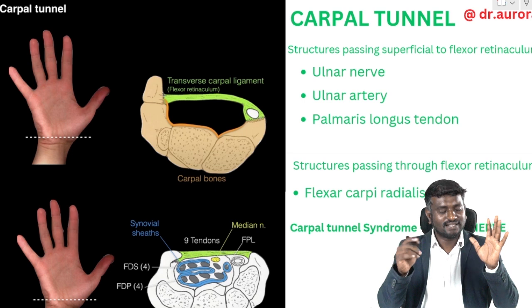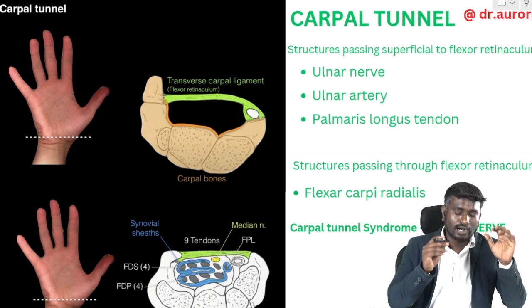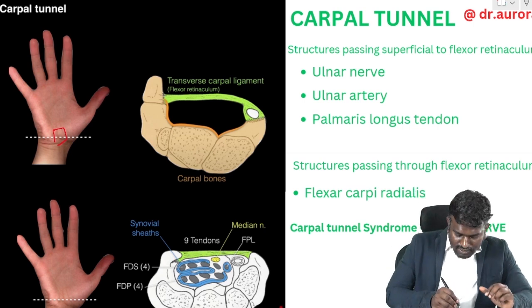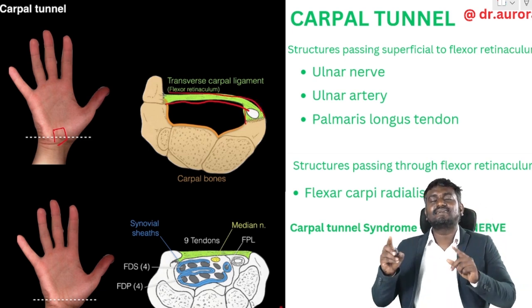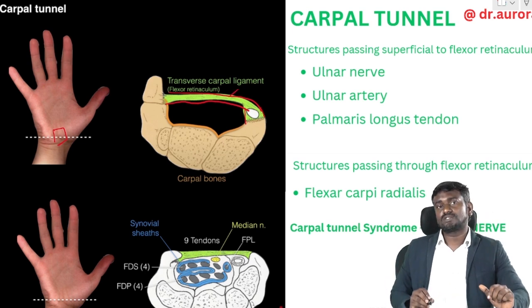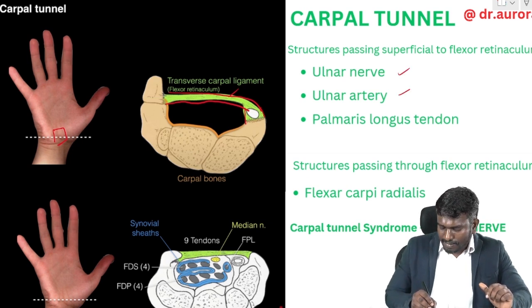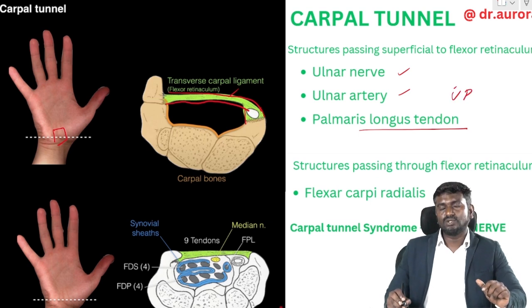Yes. Carpal tunnel. Look at the crease right between this part of the hand, and right in the middle is going to be your carpal tunnel. Yes, this is your carpal tunnel. Now there is a transverse carpal ligament which is called the flexor retinaculum. What are the structures passing superficial to the flexor retinaculum? Ulnar nerve, ulnar artery and the palmaris longus tendon. You can remember with UP, U for ulnar nerve and another U for ulnar artery.